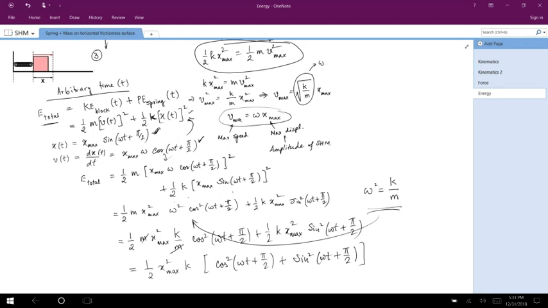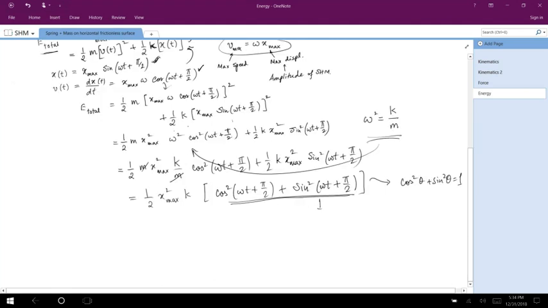Alright, now what is cosine squared plus sine squared for the same angle? Cosine squared theta plus sine squared theta is equal to 1. So if you apply that trig relationship, then the entire term within the square brackets becomes 1, and so we get that the total energy is equal to 1/2 k x max squared.